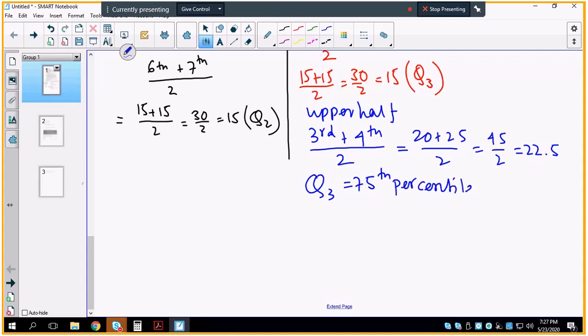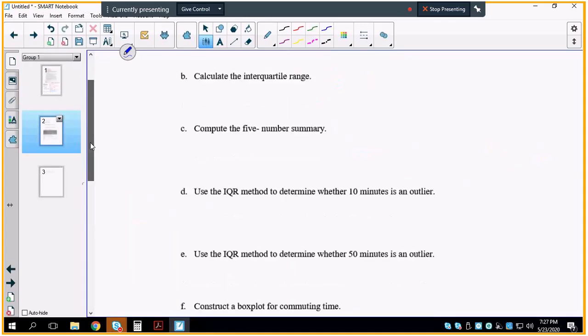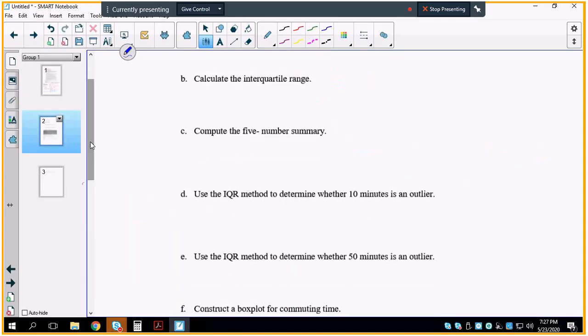So finally, I'm going to write down the information that I have found out. Quartile 1 is 15, quartile 2 is 15, quartile 3 is 22.5. So we'll carry on. Calculate the interquartile range. So IQR is quartile 3 minus quartile 1, which is 22.5 minus 15, and that's 7.5.